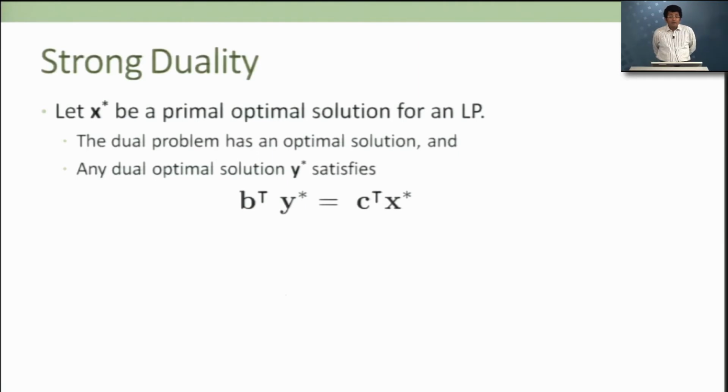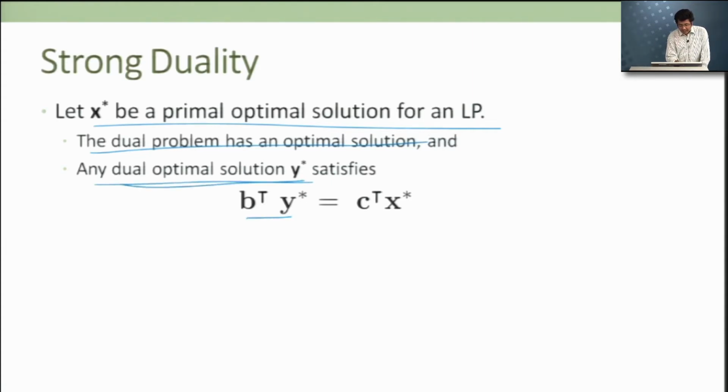Okay, and now we state formally the strong duality. What it says is, suppose X star is a primal optimal solution for a linear program. Suppose X star exists and it's primal optimal, then the dual problem has an optimal solution. It cannot be unbounded, it cannot be infeasible. We are coming to that in a second. And any dual optimal solution Y star satisfies that the dual objective W star is equal to the primal best objective Z star.